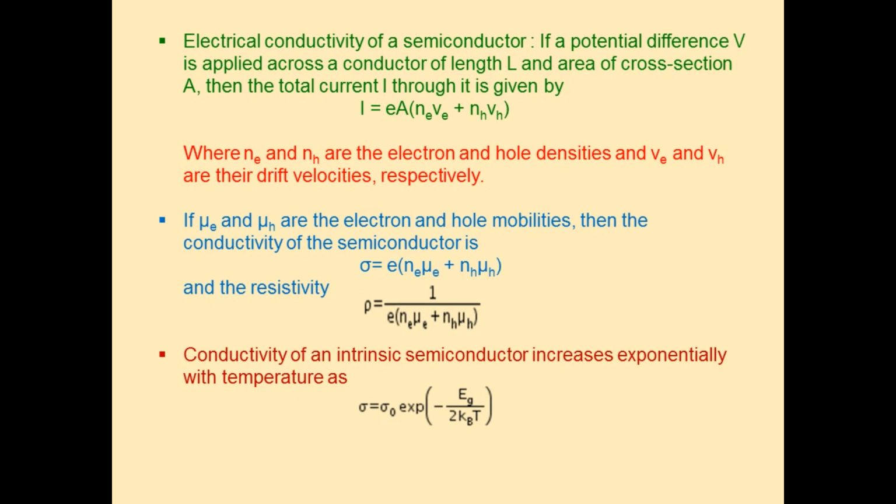The conductivity in the semiconductor is given by sigma equal to E times (Ne mu E plus Nh mu H). The reciprocal of resistivity is called conductivity, or the reciprocal of conductivity is called resistivity. Rho equal to 1 by sigma. So rho equal to 1 by E (Ne mu E plus Nh mu H). The conductivity of an intrinsic semiconductor increases exponentially with temperature. So that expression is given.